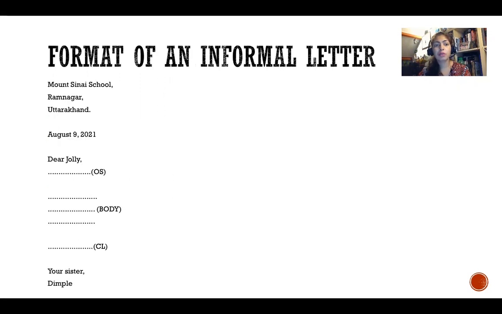Now let's go through the format of an informal letter. There are many formats. You could write the address on the right-hand side and then the date also on the right-hand side, and then you begin your salutation on the left. I follow a very simple rule: everything towards the left, and that keeps it so simple. So you write your address. Don't forget to put commas after each line of the address and a full stop at the end of the last line. Then leave a line just to keep it neat and clean.